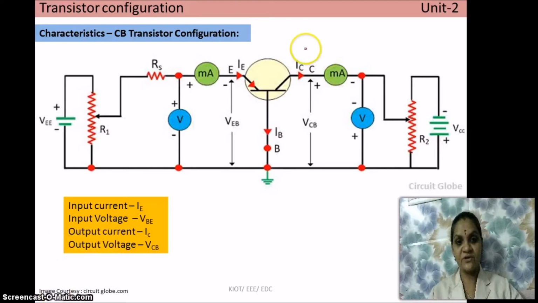So when you consider here, the current is flowing in this direction. So entering is positive, leaving is negative. And this voltmeter measures the potential drop across this point. So this terminal is negative, and this is positive.